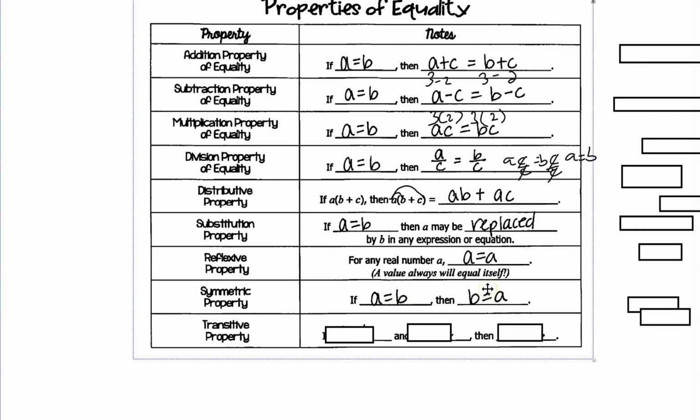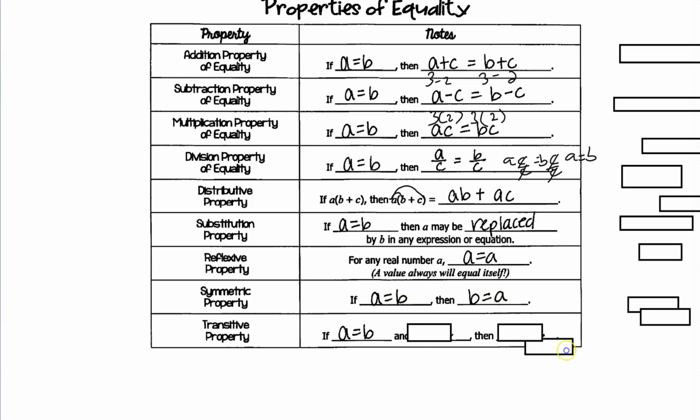Transitive property. If A equals B and B equals C, well, guess what? A is going to equal C. That's that syllogism again, right? Same thing I showed up here. You can cancel these middle ones out, and A equals C.